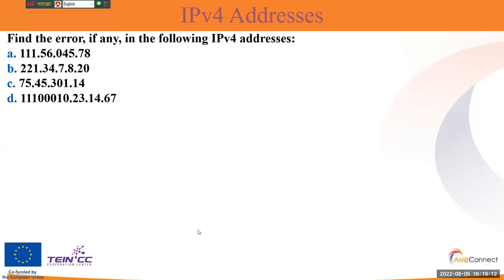Basically, zero has a meaning. Every octet, every dotted decimal between two dots has 8 bits. So if you convert the 45 to 8 bits, and after that there is an additional zero, it becomes 9 bits. That's the problem. B number has five octets. That's the issue. C number 301: I have already shown that the maximum range of 8 bits is 0 to 255. But here C number as third octet is 301. So this is incorrect. And also this is binary to dotted decimal. This is incorrect.